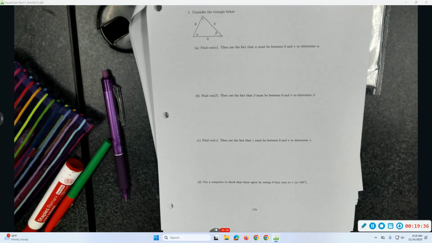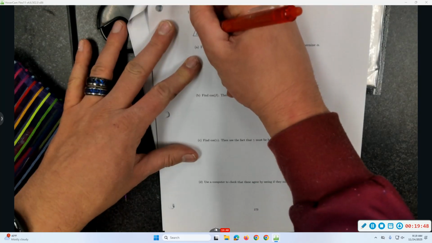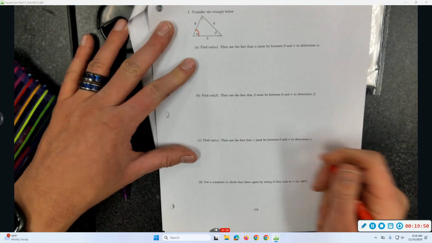So, first things first, it looks like it's probably the exact same work to find any one of those angles. So I think let's just go top to bottom. Let's talk through the angle alpha first. So, I would like to know the angle alpha. That's my first goal.